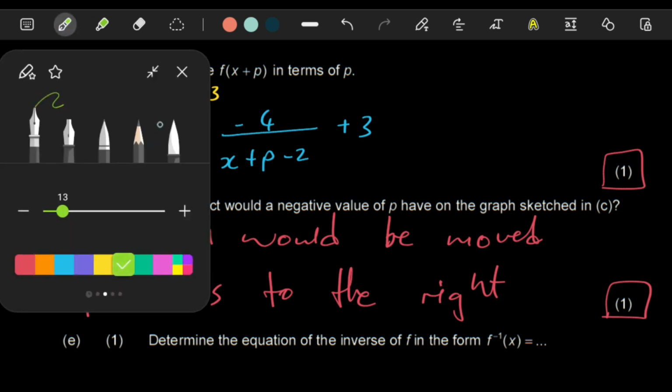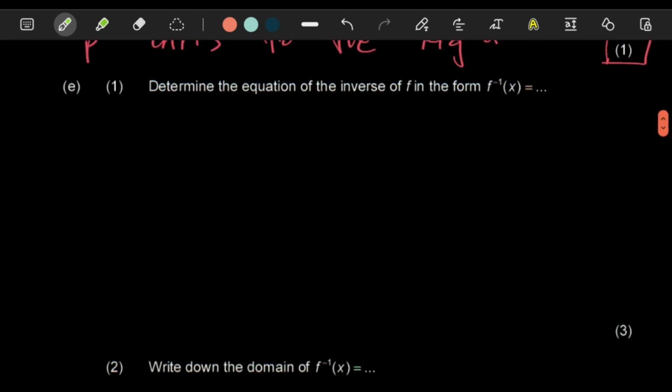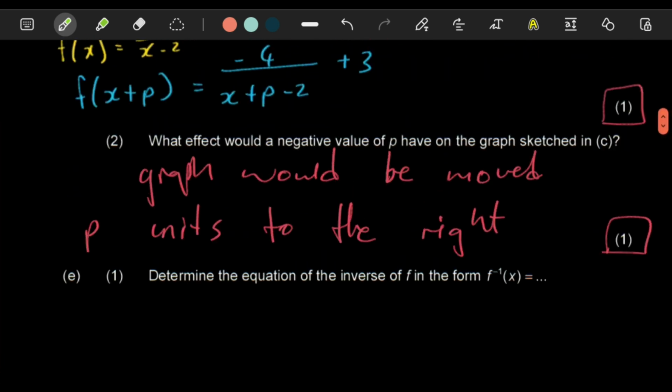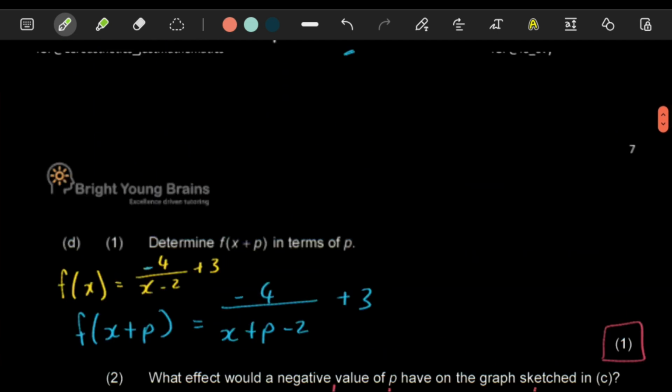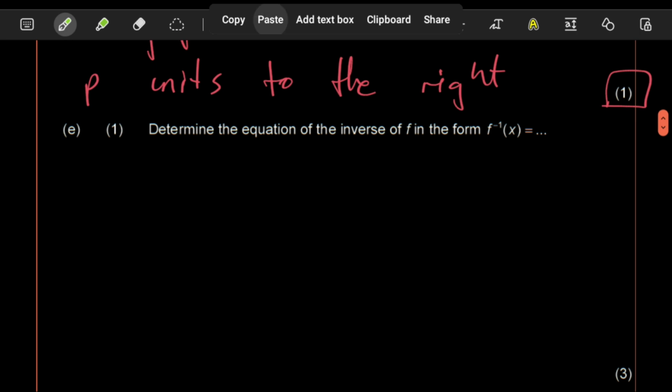That's just a rule of thumb. So moving on. 3 marks here. They say determine the equation of the inverse of f. Well, determining the inverse is just swapping x and y, you see. So let us do it.